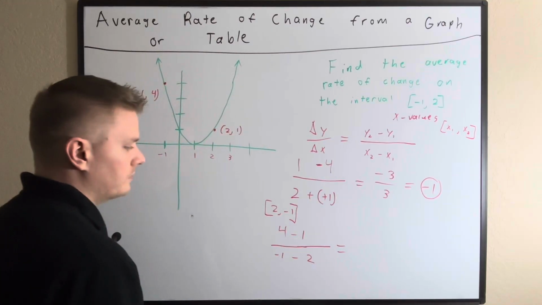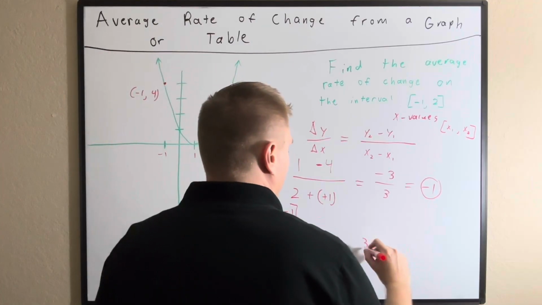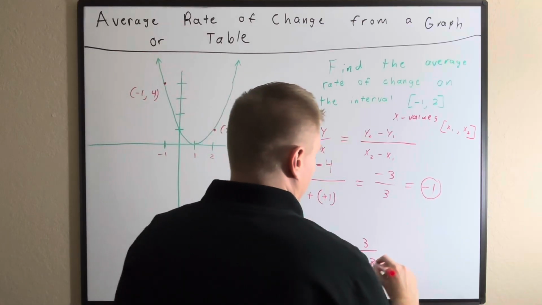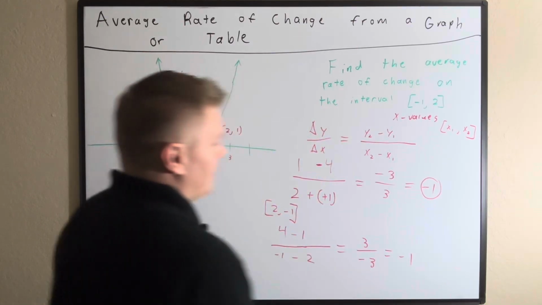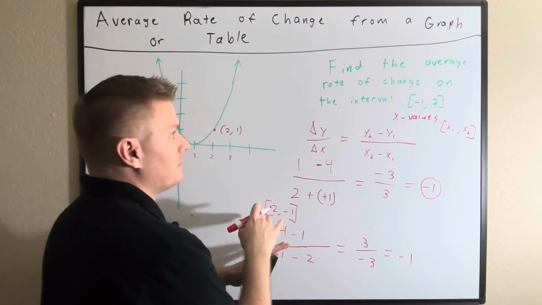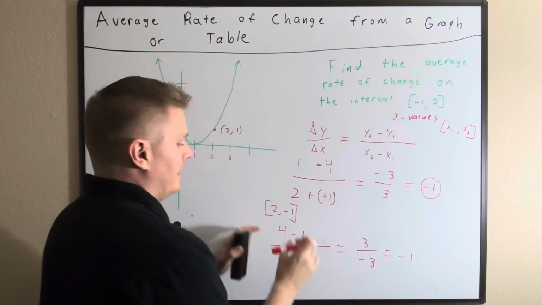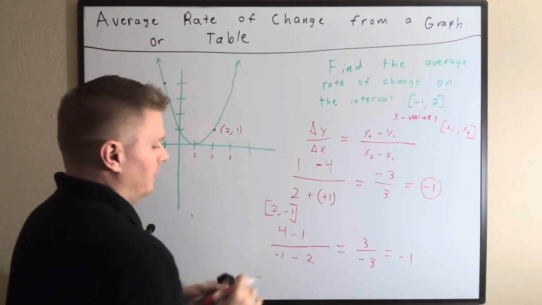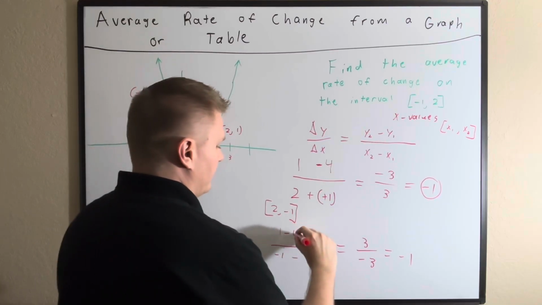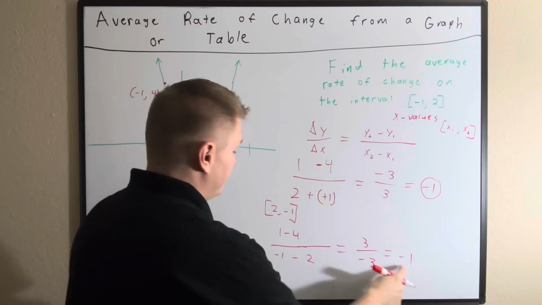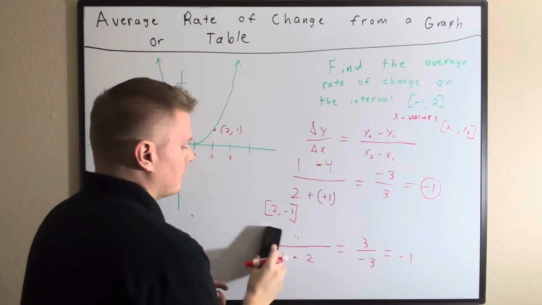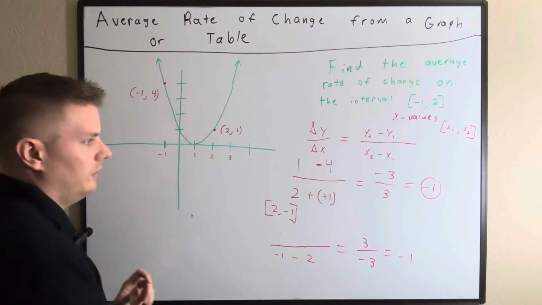Okay. 4 minus 1 is 3. -1 minus 2, -3. Now we still get the same answer. But that was because once I flipped them, I still did everything right. See, what if I had gotten confused and did 1 minus 4? Then it would be positive 1, you see? So you got to make sure that the order lines up all the time.